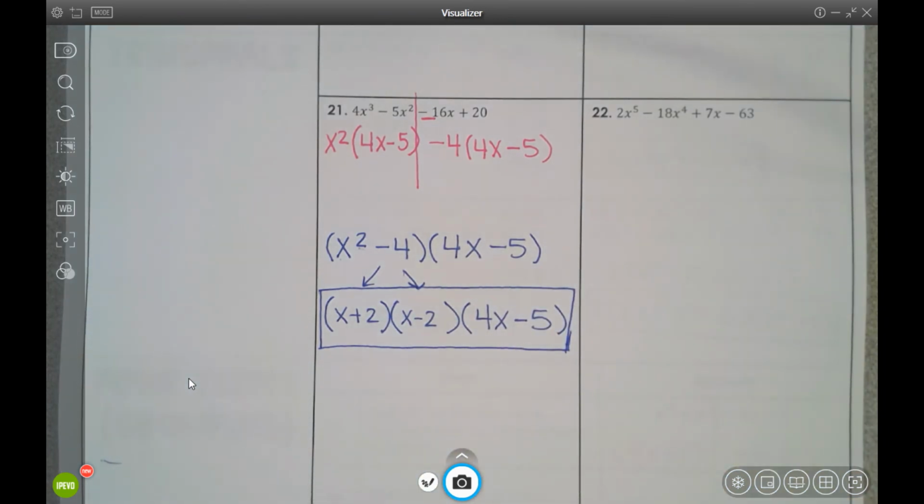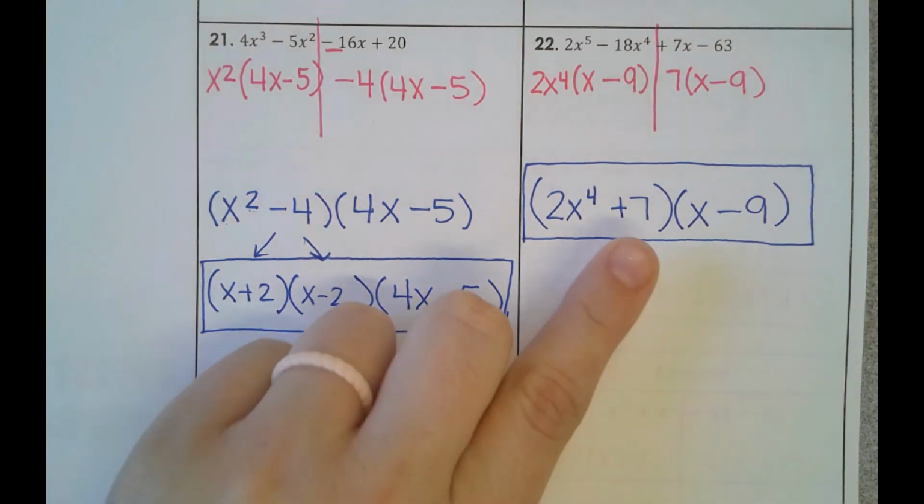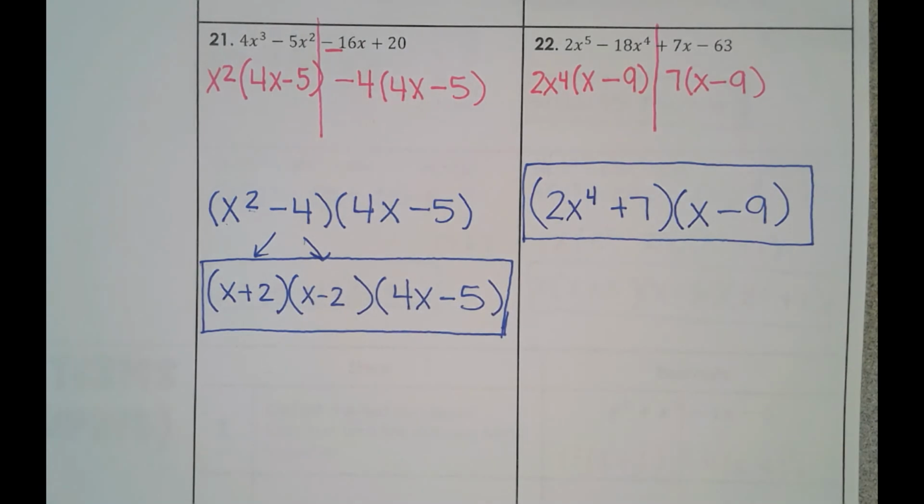Try number 22. So this one, nothing else. Your first step didn't have any difference of squares, no cubes, nothing like that. So 2x to the fourth plus 7, x minus 9.